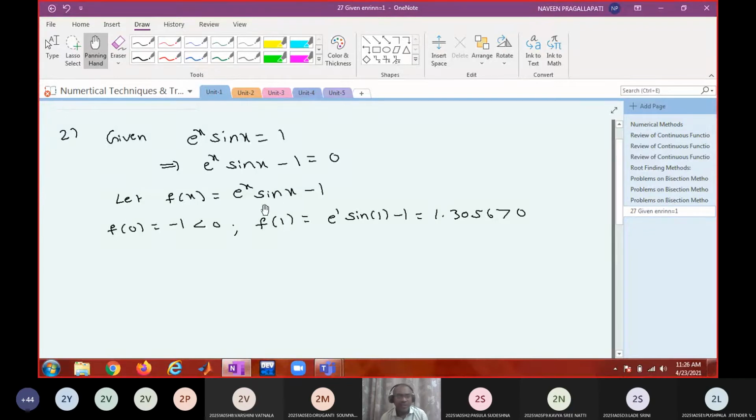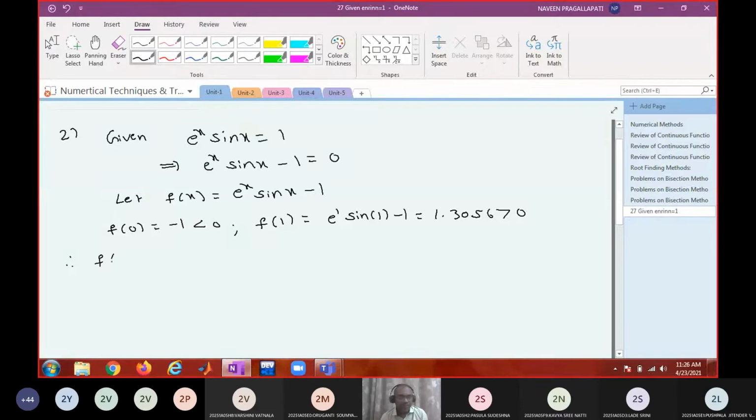Now also the function is continuous. Why is it a continuous function? Can you tell me? e power x is continuous, sin x is continuous, exponential function is continuous everywhere, trigonometric sin x is continuous everywhere, product of two continuous functions is continuous, and one is a constant function which is continuous everywhere. So the difference of two continuous functions is also continuous. Therefore it is continuous for all real values of x, and hence it is also continuous from 0 to 1. Okay, so you write like this.